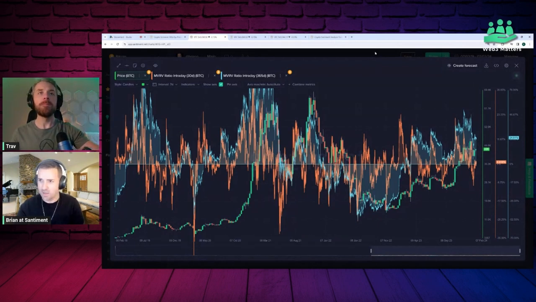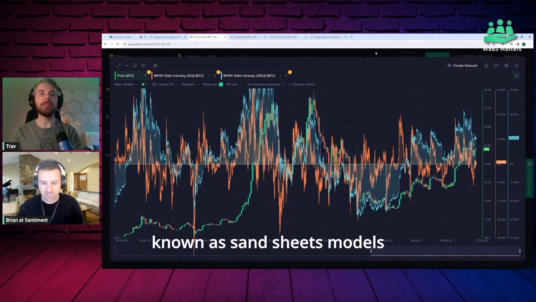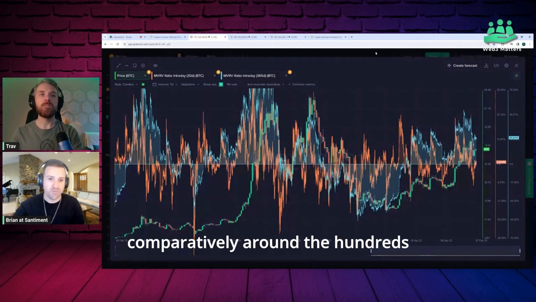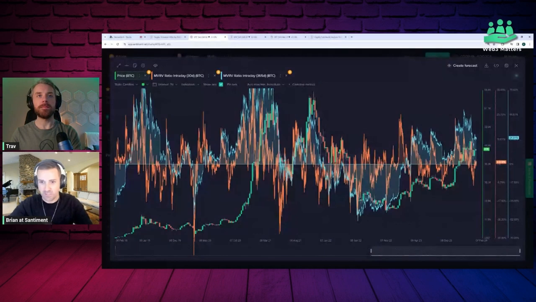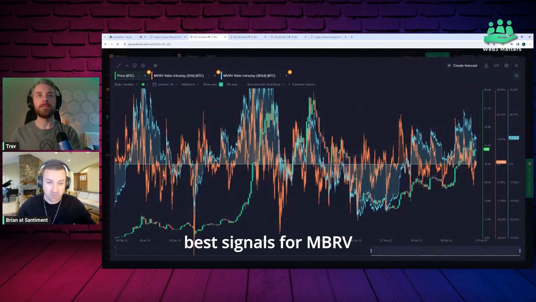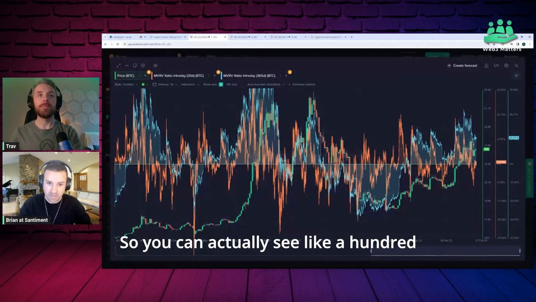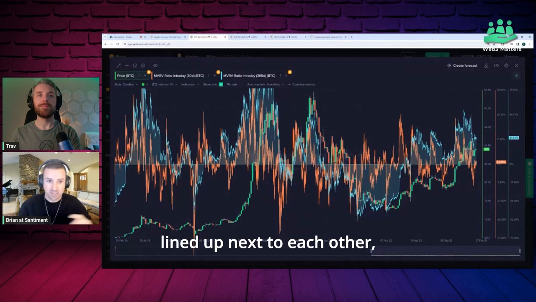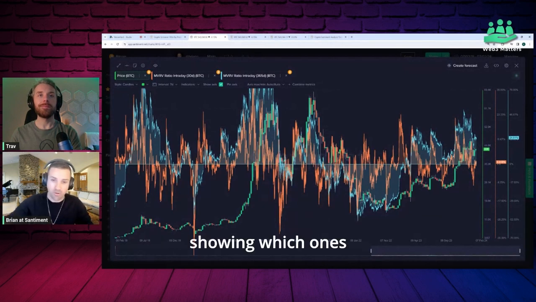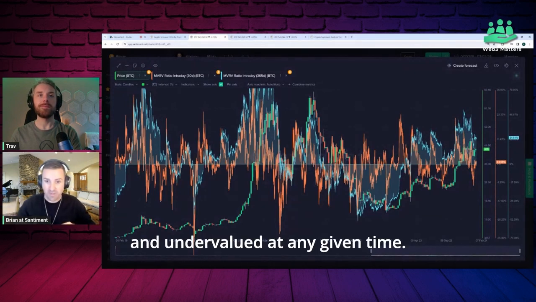We have these things known as Sandsheets models that show comparatively around the hundreds of top assets out there, which are showing the best signals for MVRV and which are showing the worst. So you can actually see 100 or so different assets lined up next to each other, showing which ones are the most overvalued and undervalued at any given time.